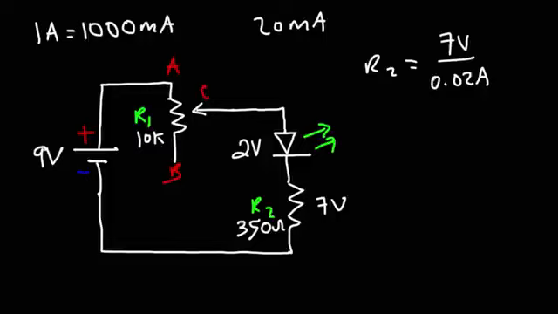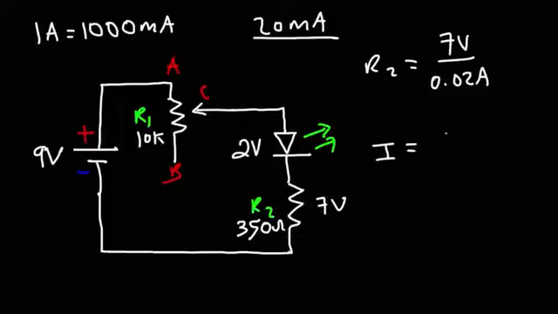So if R1 is set to 0K, the maximum amount of current that we're going to get in the circuit is 20 milliamps, which means the LED will be super bright. But now, if R1 is turned all the way to 10K, then the total resistance in the circuit will be 10K plus 350 ohms. So thus it will be 10.35 kilo ohms. Keep in mind, 350 ohms is 0.35 kilo ohms.